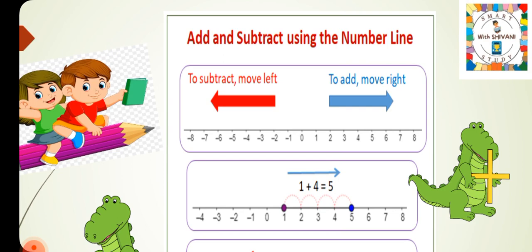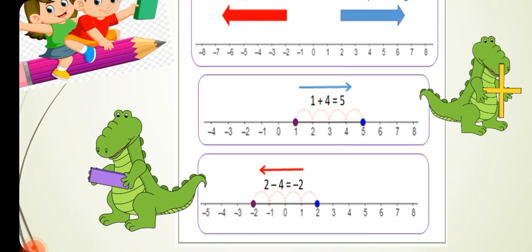Then we will move on the right side by 4 jumps, that is 1 to 2, 2 to 3, 3 to 4 and the final jump on 5. So we will land up at 5.